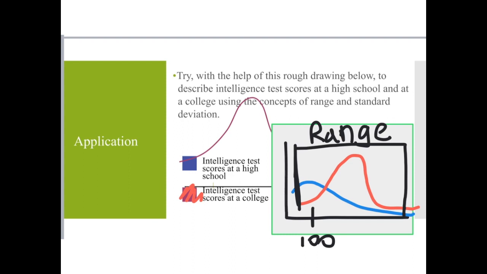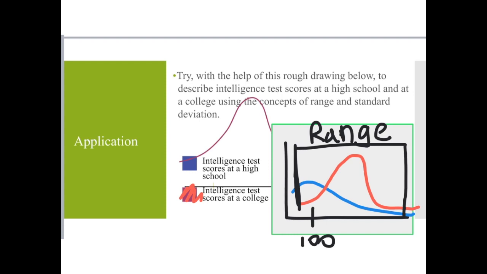And we could make some assumptions that it's likely to be narrower in terms of a range of intelligence test scores at a college than a high school, because at a college, people with lower intelligence scores probably either chose not to go to college or didn't get in or whatever. You have overall more intellectual people in a college setting than you potentially do in a high school setting. So that's one way to think about it.